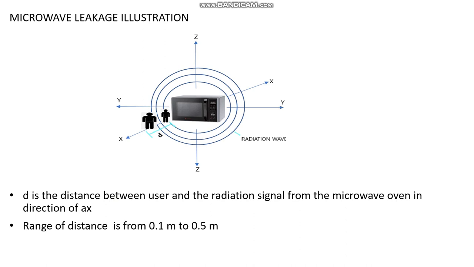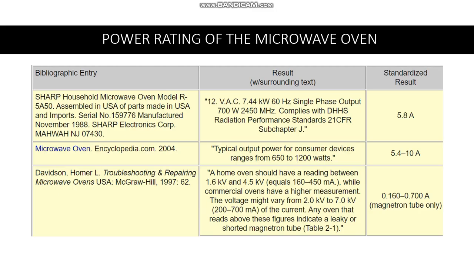For our analysis, the direction is only counted for AX for our waveform propagation, and the range of distance at which the user is exposed to the radiation signal is from 0.1 to 0.9, within which the strength of the radiation signal is found to harm the user. So these parameters will be taken into account in our analysis.